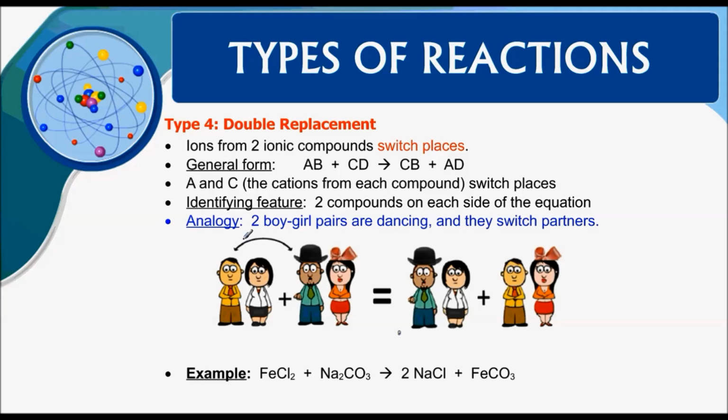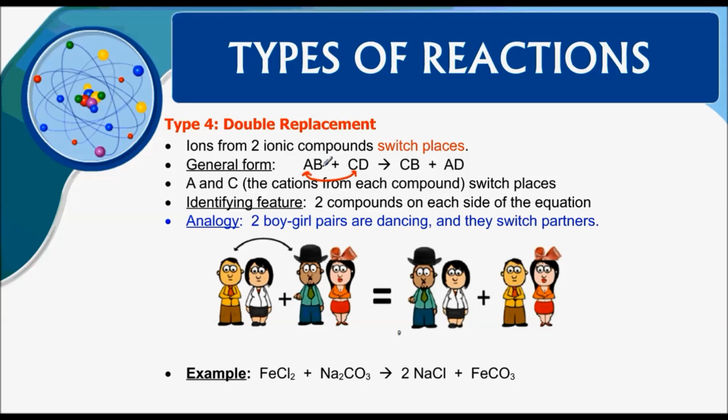Okay, the fourth type of reaction is double replacement. This is a situation in which ions from two ionic compounds are going to switch places. So the general form is AB plus CD yields CB plus AD. It says A and C, the cations from each compound switch places. So you can look at it that way, where these two switch places. So now A and D should be together, and B and C should be together.